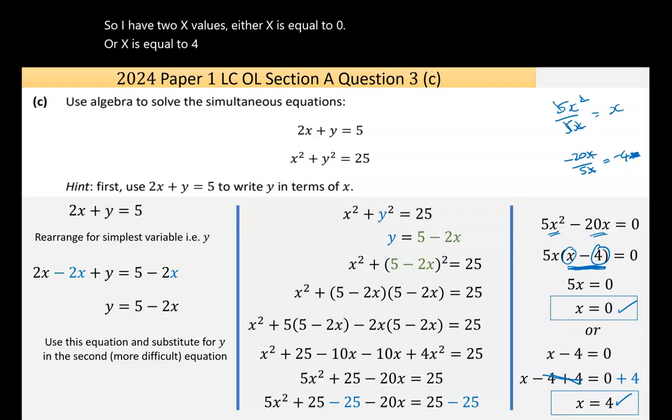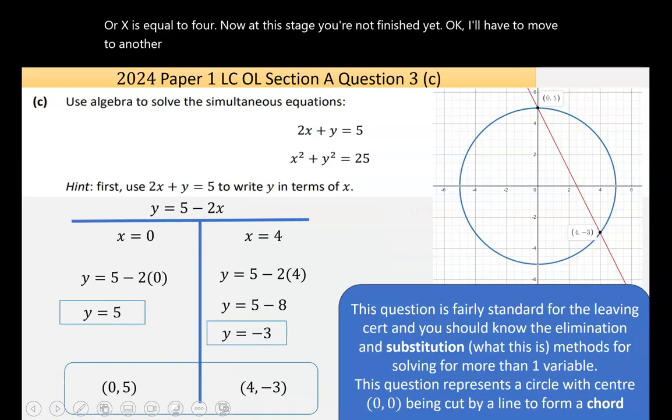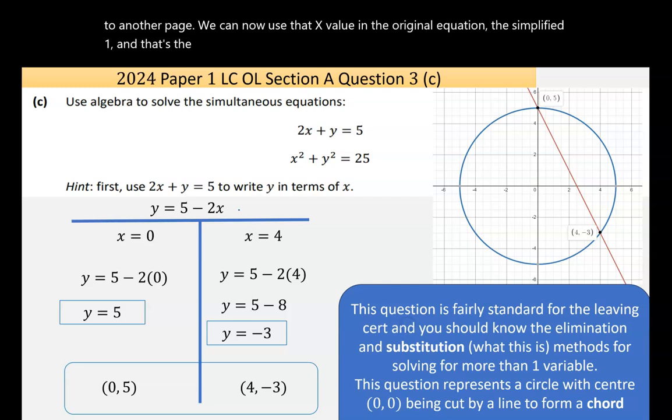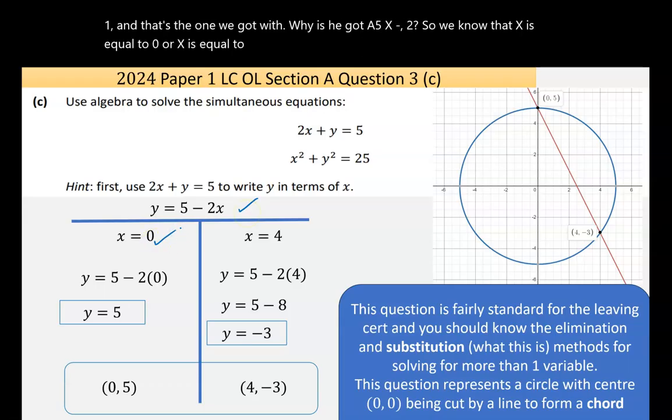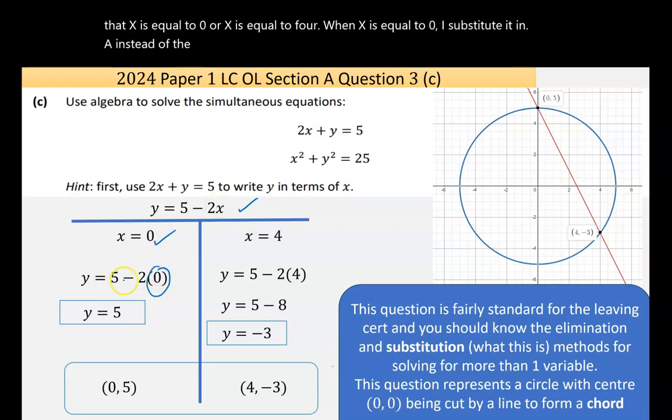Now at this stage, you're not finished yet, okay, I'm going to have to move to another page. We can now use those x values in the original equation, okay, the simplified one, and this is the one we got with y is equal to 5x minus 2. So we know that x is equal to 0 or x is equal to 4. When x is equal to 0, I substitute it in instead of the x. 5 minus 2 times 0 is 5. So one point is 0 on the x, 5 on the y.